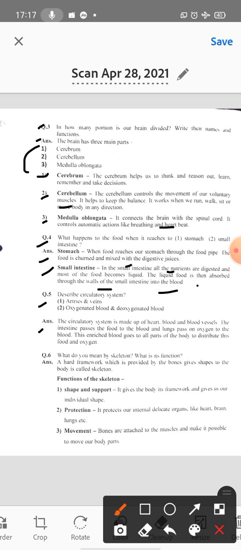Okay, the circulatory system is made up of heart, blood and blood vessels.